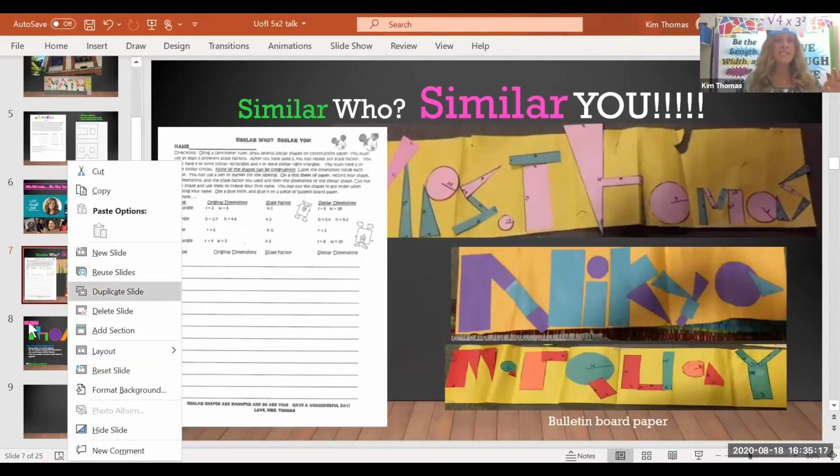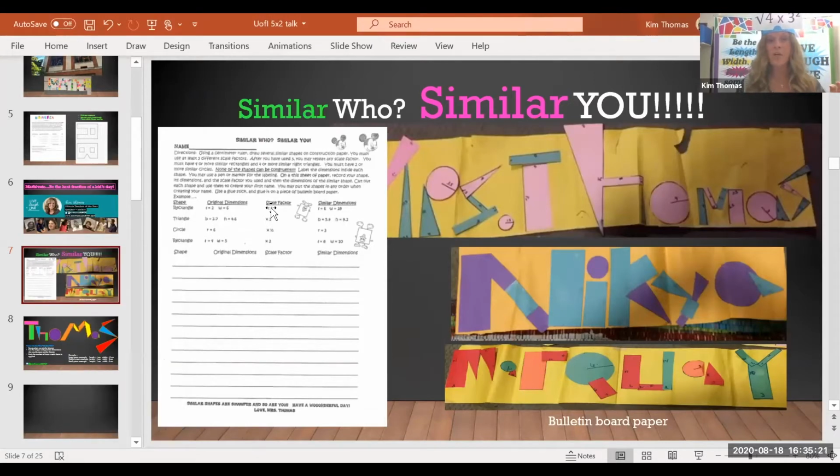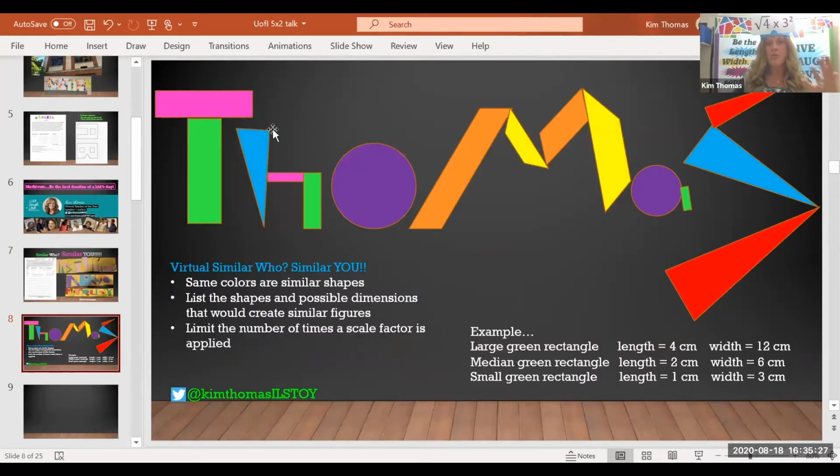This is something where kids can create shapes just in Microsoft Word right here. They create shapes, and I say, similar who, similar you, and then they have to use the same color. Shapes have to be similar, and then prove it to me. So this is just basic Microsoft Word, but then it's math: writing their name, using different shapes, they have to create their name.